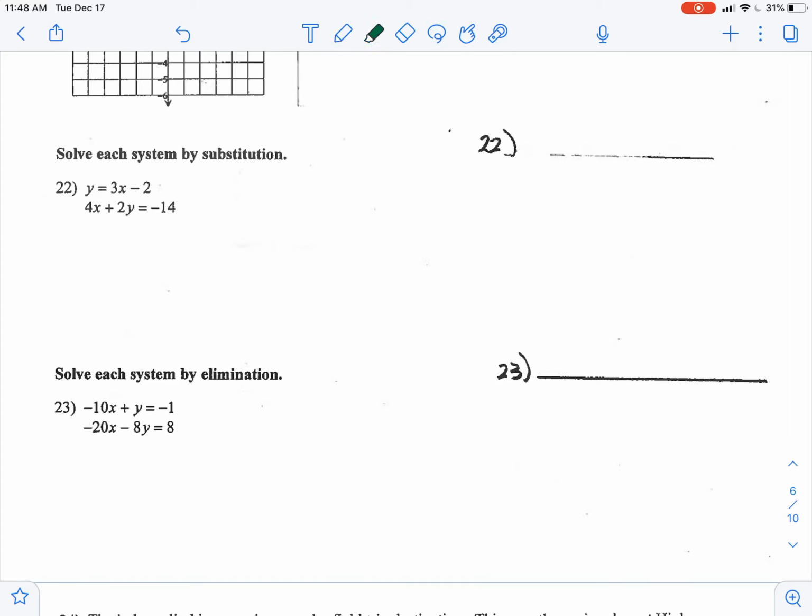Okay, number 22. We are solving by substitution. So remember, substitution is where we put one equation into the other. So in this case, I know that y equals 3x minus 2, and I know the equation 4x plus 2y equals -14. So where am I going to substitute? Pause and work the problem.